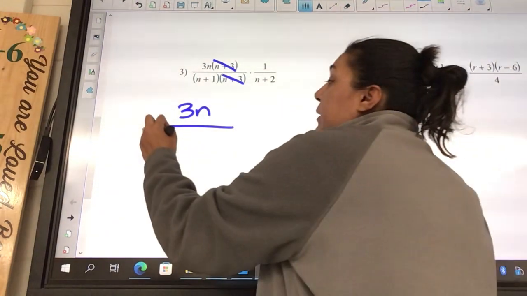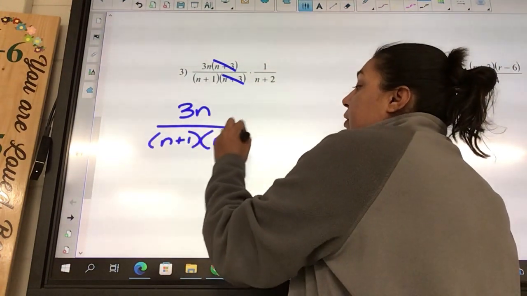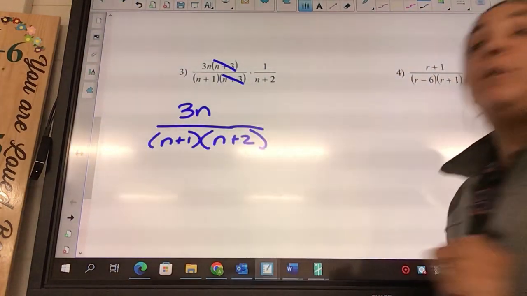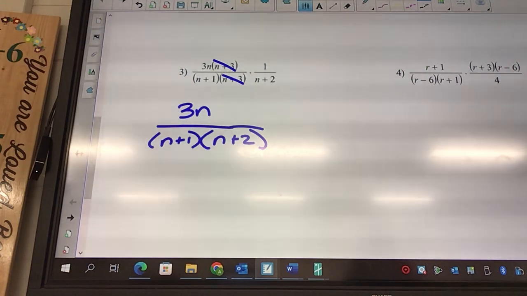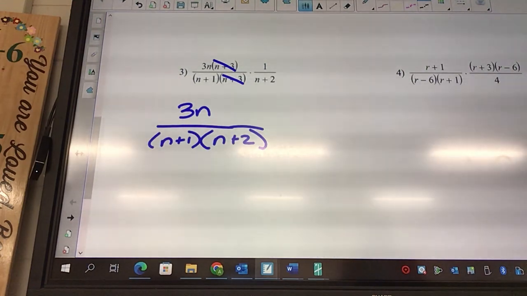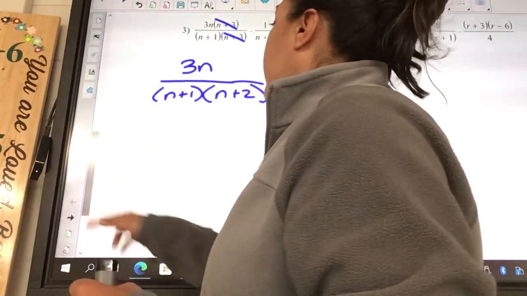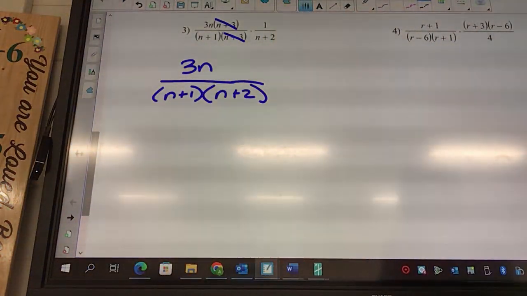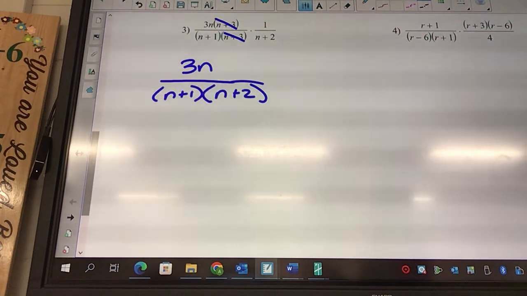On the bottom, this is how it's going to look. n plus 1, n plus 2. You do need that other one in parentheses because there's a times, and when we put 2 parentheses by each other, that means times. So we have to have the other parentheses. It's really important. Other than that, this one is done. You could factor this further. We're not going to. Go to number 5.